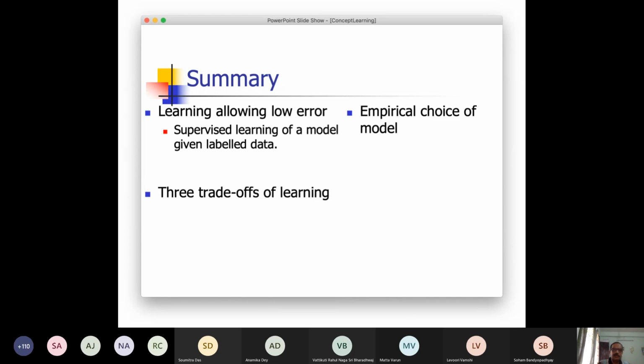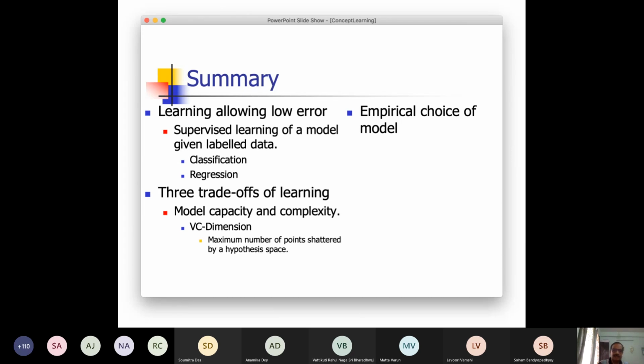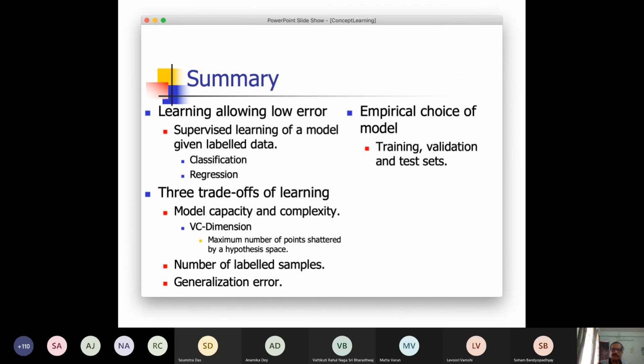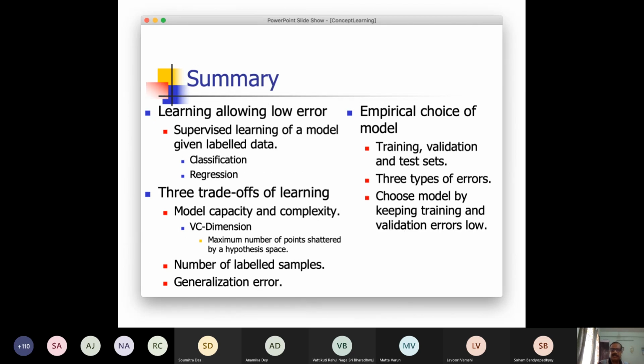Then supervised learning of a model, like classification and regression. We have discussed model capacity and complexity, the VC dimension and its definition, the number of labeled samples, and generalization error. These are the things you should consider. There are three types of errors: training error, validation error, and test error. Choose a model by keeping training and validation errors low, and check the generalization error, which is indicated by the test error.